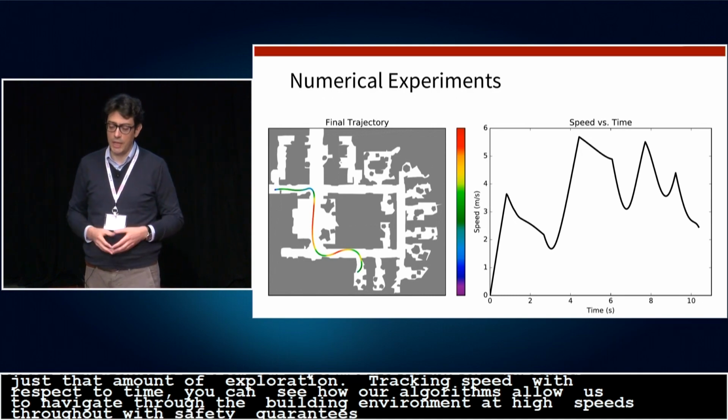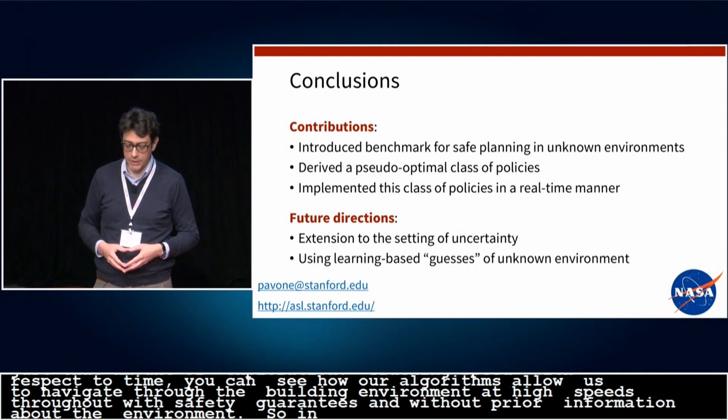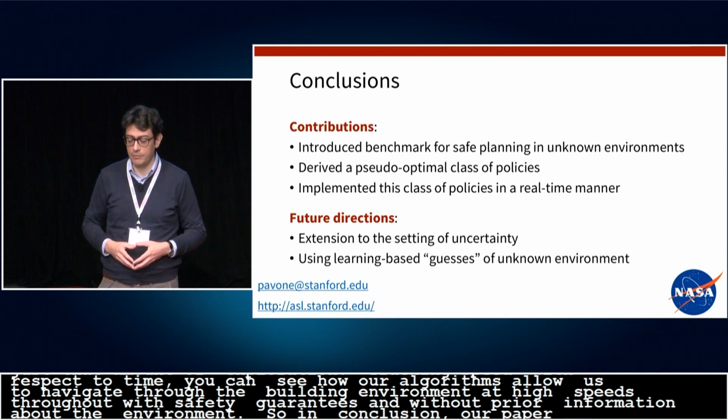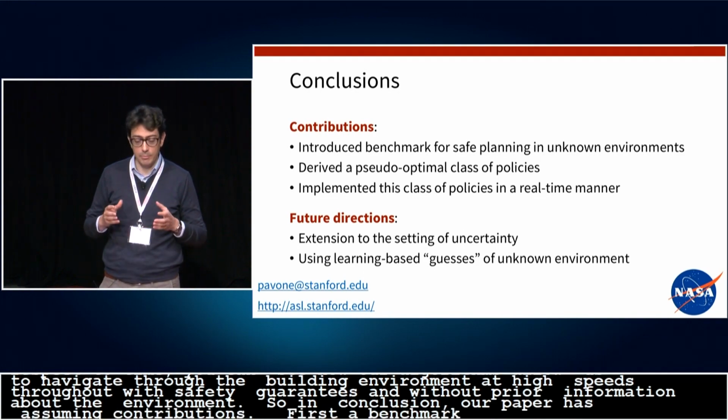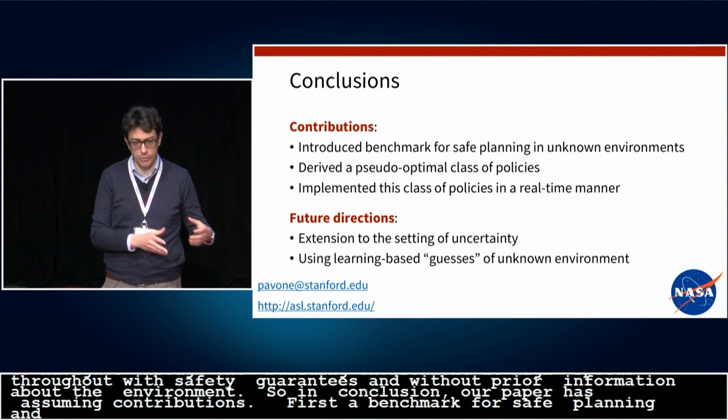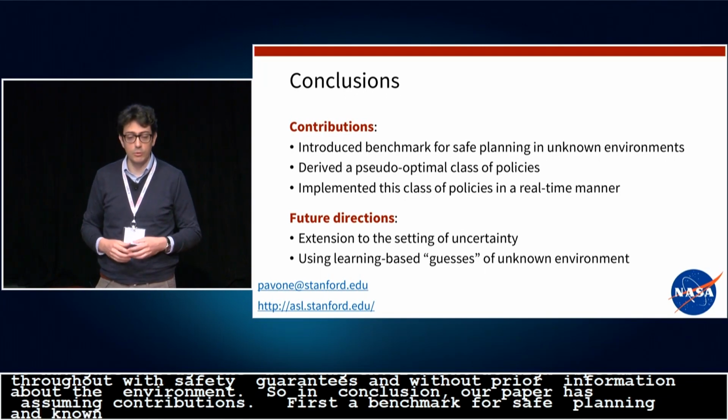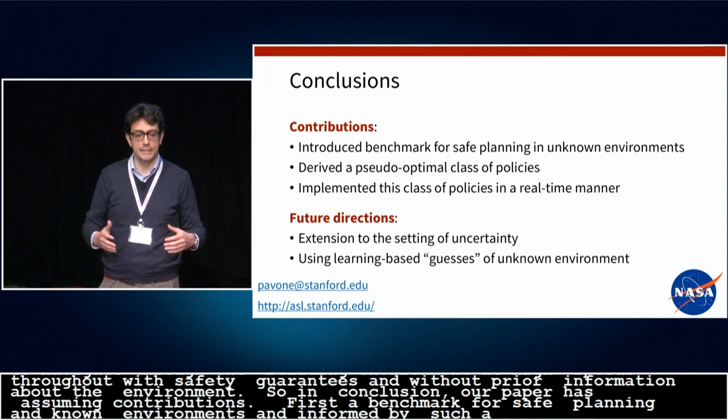So in conclusion, our paper has three main contributions. First, we introduced a benchmark for safe planning in unknown environments. We derived a pseudo-optimal class of policies informed by such a benchmark. And finally, we implemented this class of policies in a real-time manner.